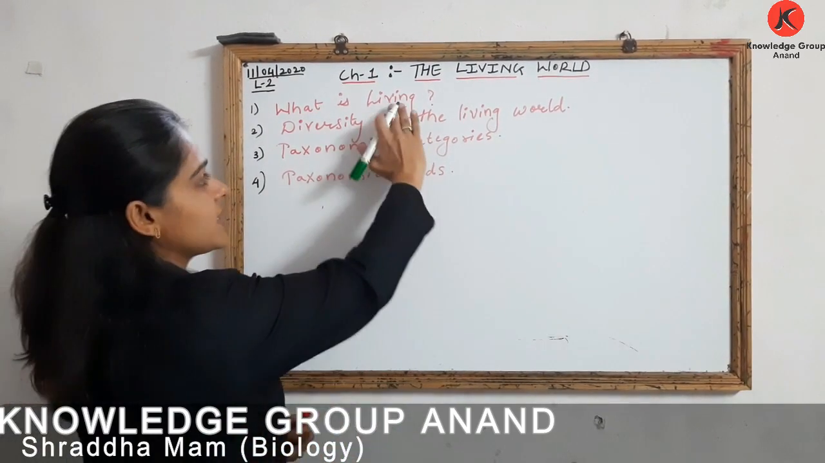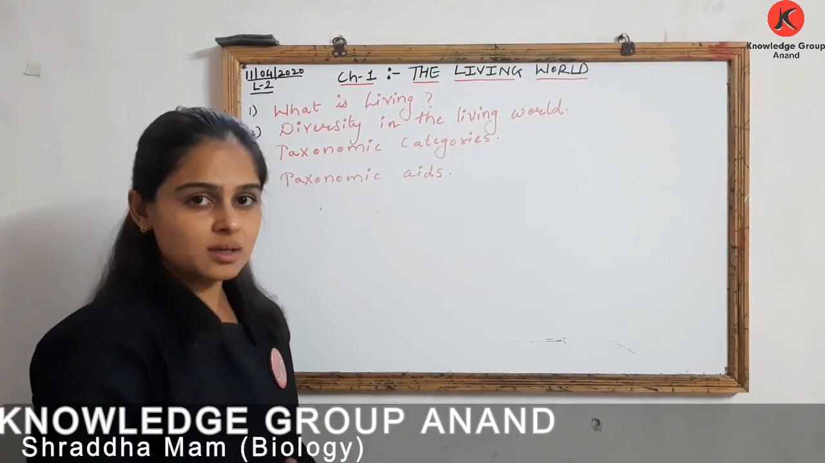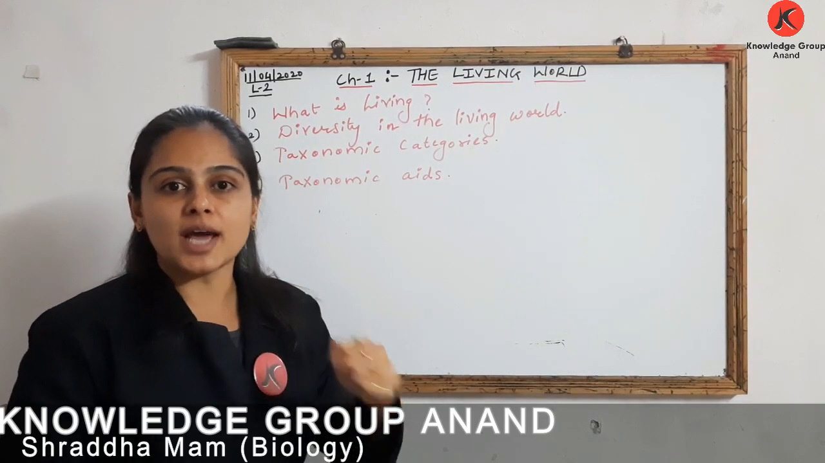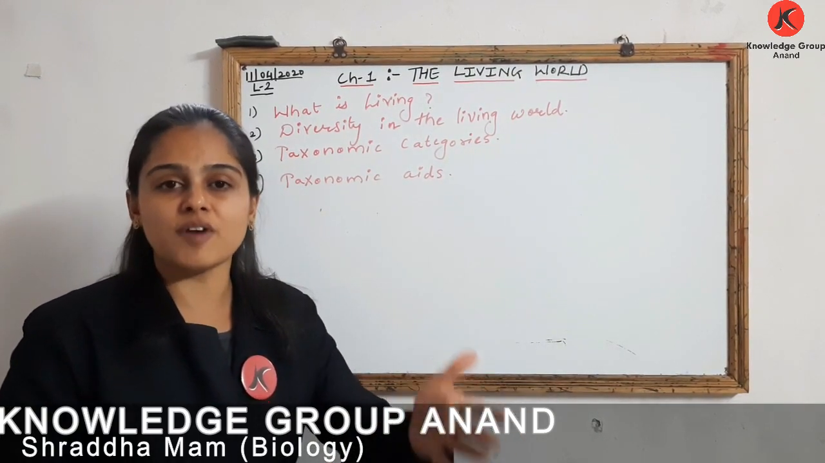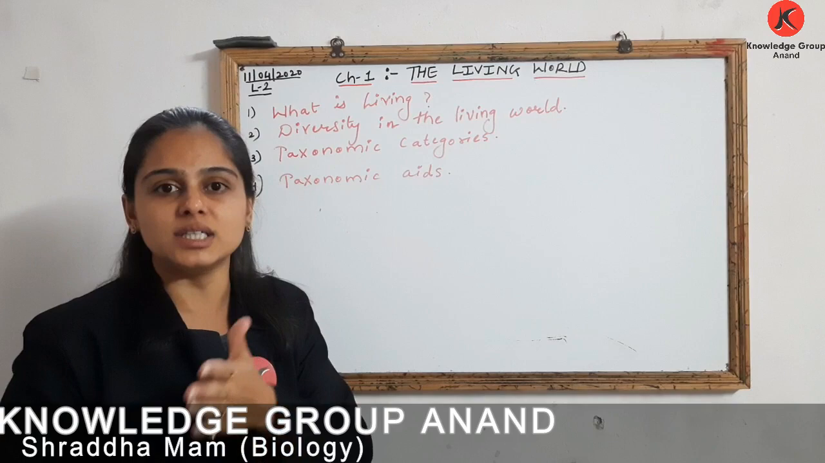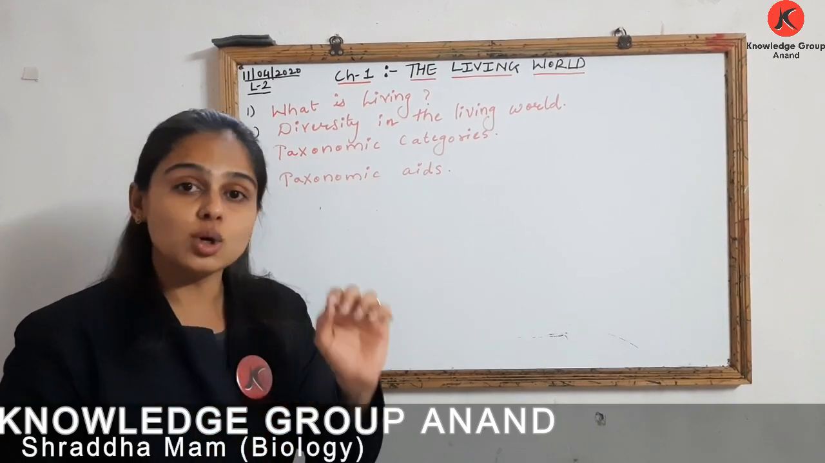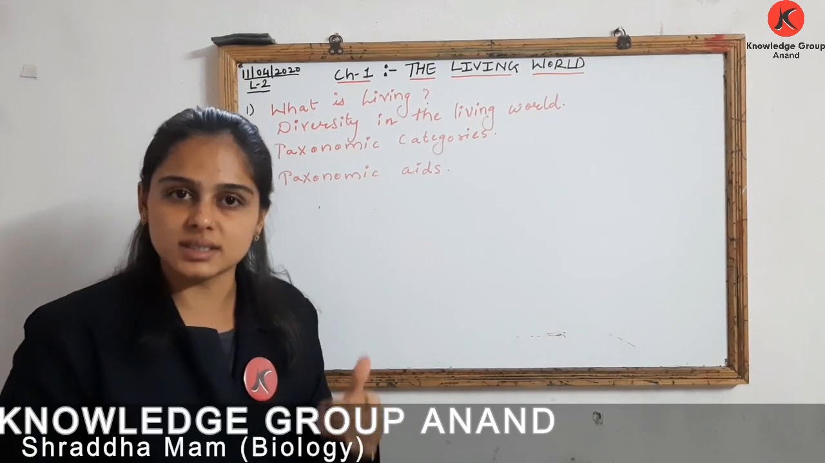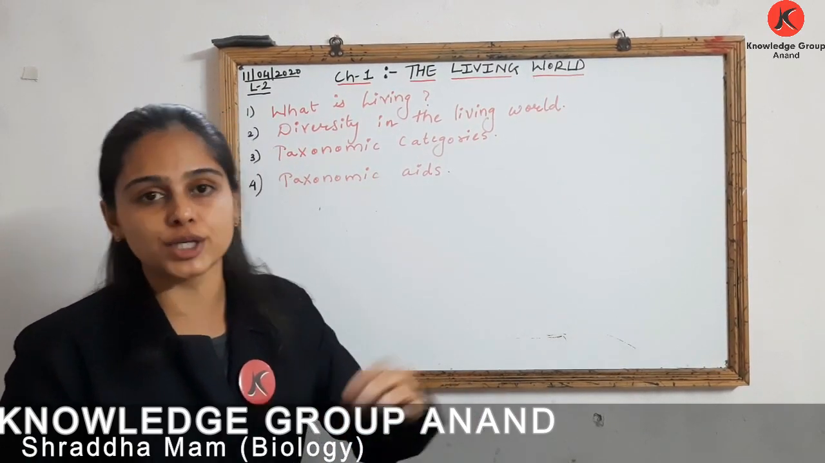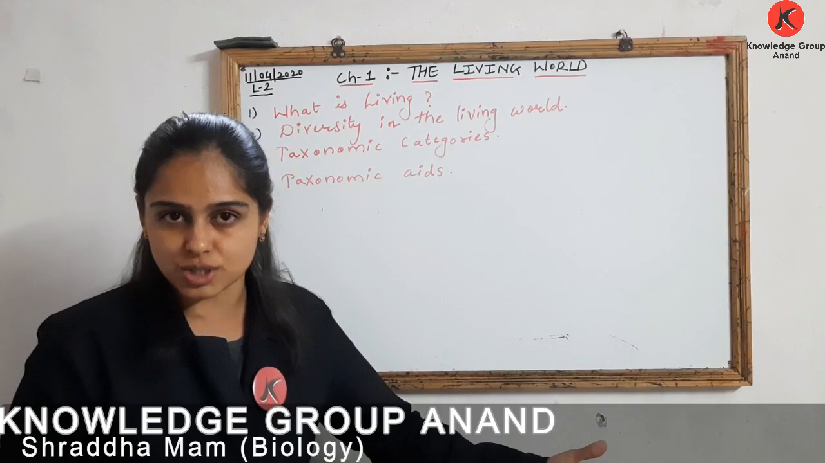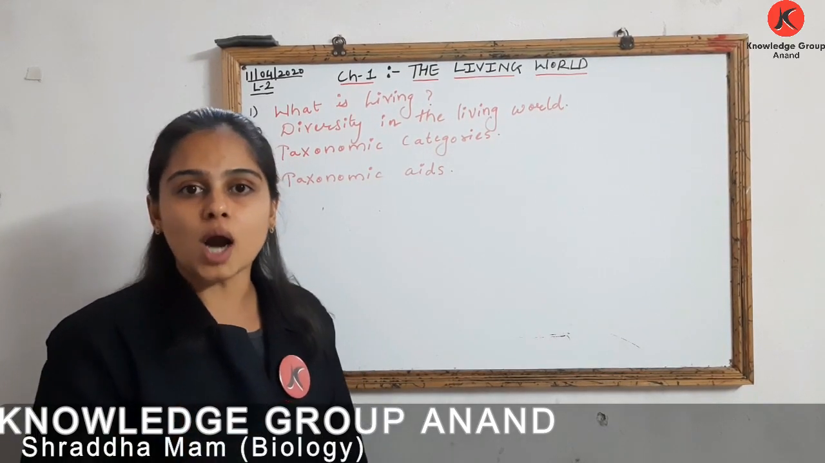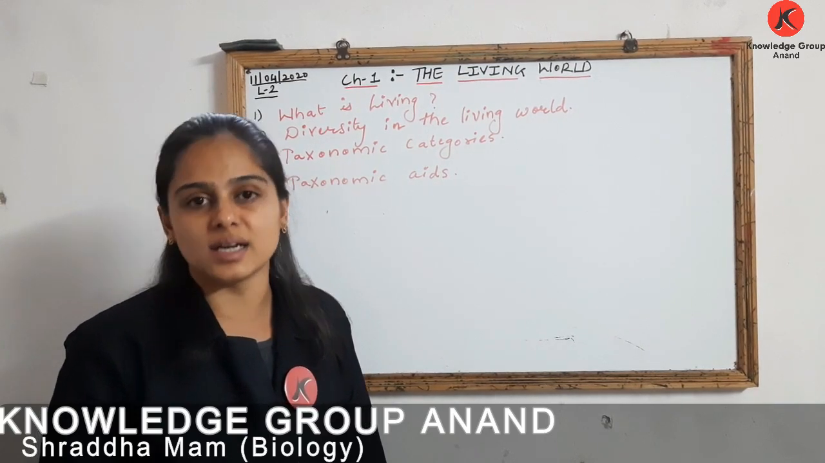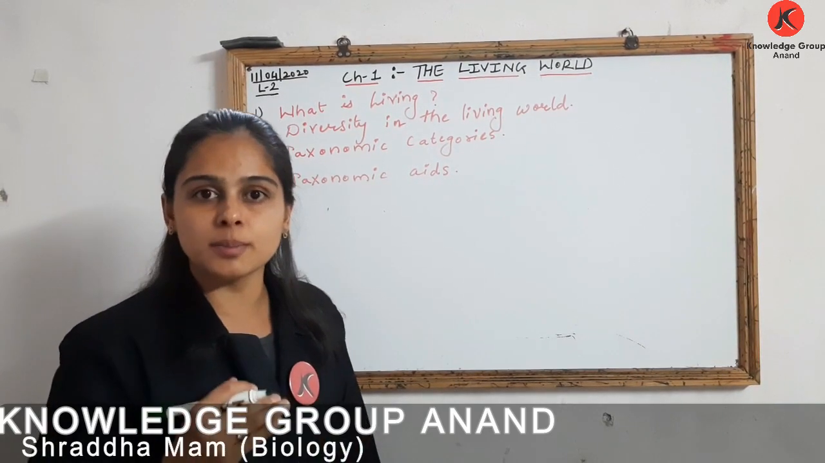Okay, what is living, that we are going to discuss a bit later. Now taxonomic category, I guess you people have understood it before: kingdom, phylum, class, order, family, genus and species. Okay, so in taxonomic categories we are going to discuss all this in detail. What is kingdom, what is phylum, what is order, what is species, what is genus. I guess you people have also understood binomial nomenclature which was given by Carolus Linnaeus. That is also present in this chapter.